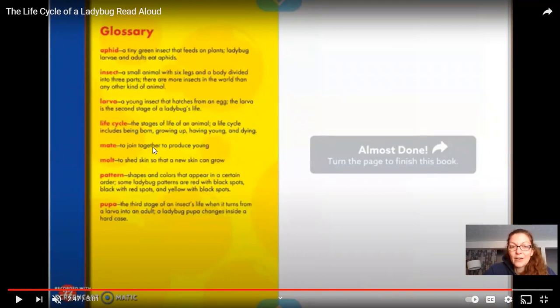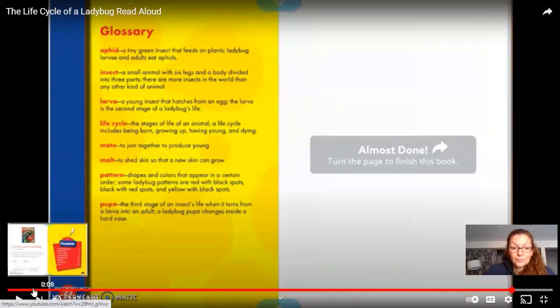A life cycle includes being born, growing up, having young, and dying. Mate, to join together to produce young. Molt, to shed skin so that new skin can grow. Pattern, shapes and colors that appear in a certain order. Some ladybugs' patterns are red with black spots, black with red spots, and yellow with black spots. Pupa, the third stage of an insect's life when it turns from a larva into an adult. The ladybug pupa changes inside a hard case.